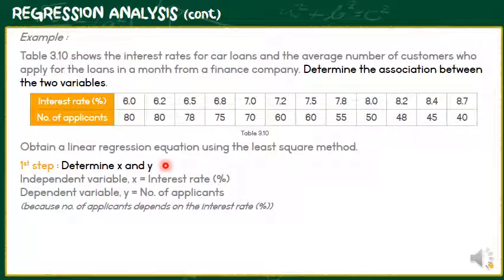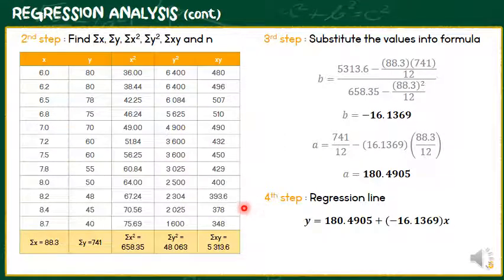So, first step, please make sure that awak determine apa x, apa y. Jangan terbalik. Once you dah determine, you dah cari juga summation of x, y, x squared, y squared dan xy ini, substitute masuk dalam equation. Equation will be given, cari b dulu, baru cari a. Daripada soalan ini kita dapat b = -16, a = 180.4905.